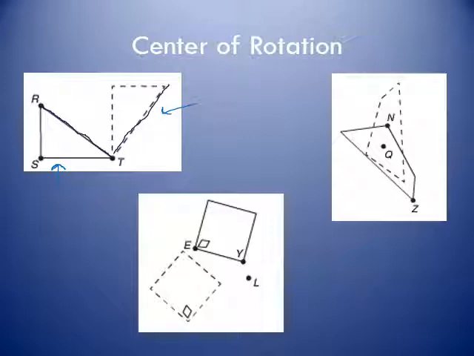If I measure S to T, that should be the distance as S prime to T. Those distances should remain the same. Now this one's clear because you can see that the center of rotation is the T right there. But let's move down to this bottom one, a little bit trickier.